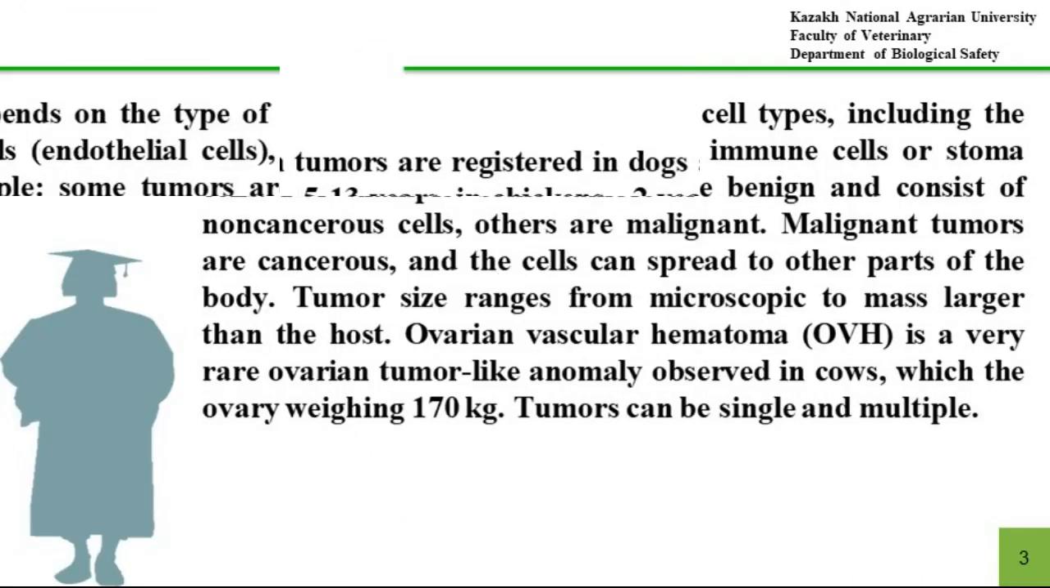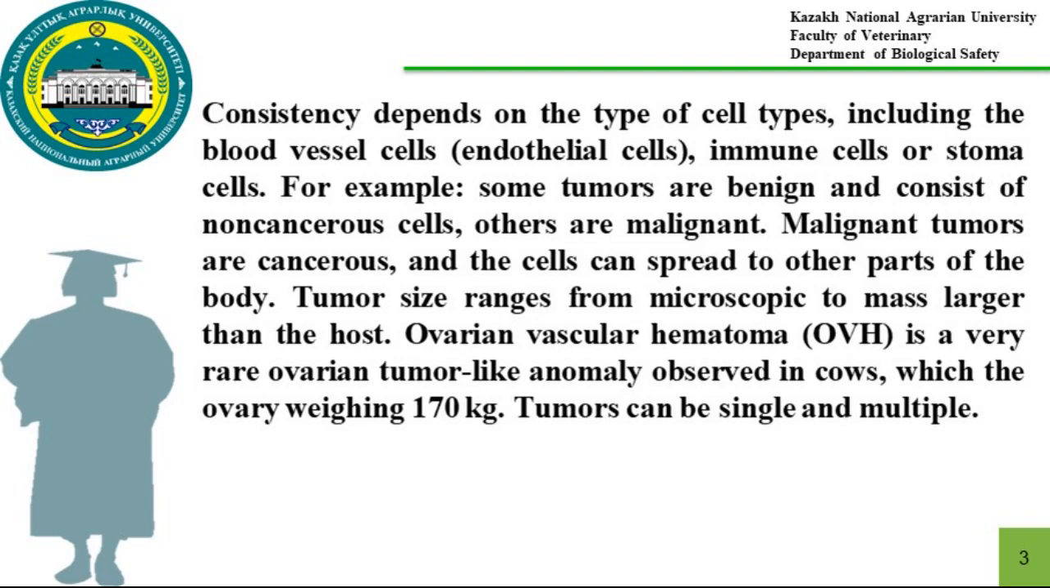Next, consistency depends on the type of cells, including blood vessel cells, immune cells, or stomach cells. For example, some tumors are benign and consist of non-cancerous cells, or they are malignant. Malignant tumors are cancerous, and the cells can spread to other parts of the body.